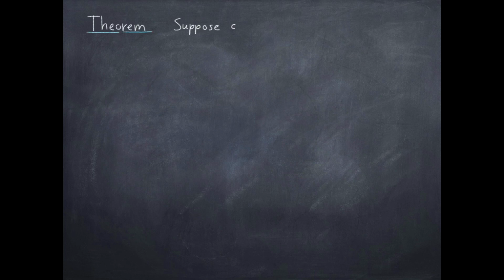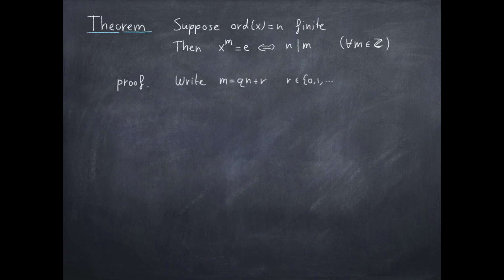Let x be an element of the group G and suppose that x has finite order. Now consider any integer m, possibly negative. Then x to the power m is the identity element if and only if the order of x divides m. To prove this, we divide m by the order of x and let r be the remainder. So then we have x to the power m is equal to x to the power r.